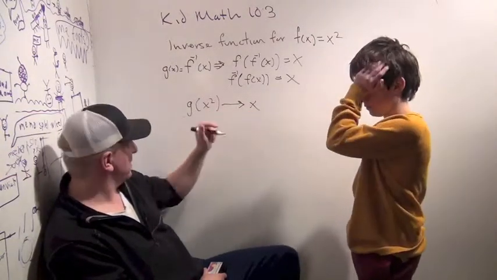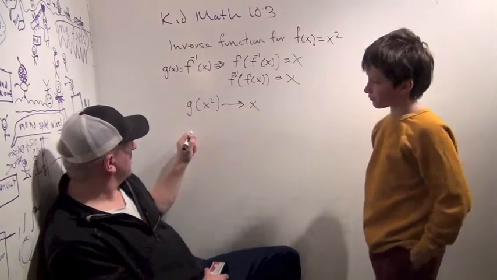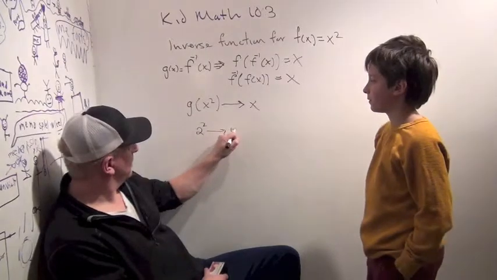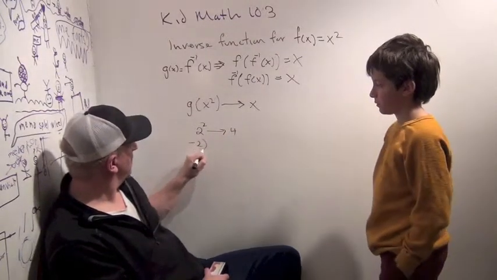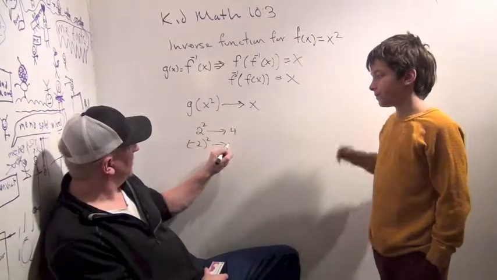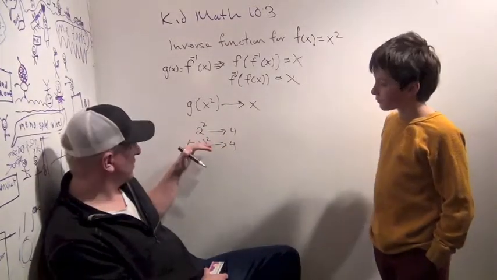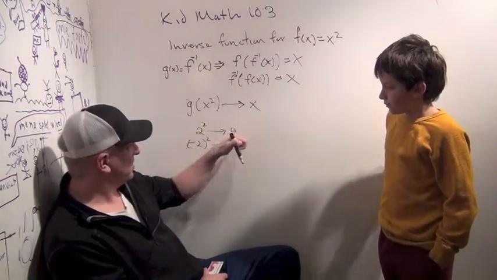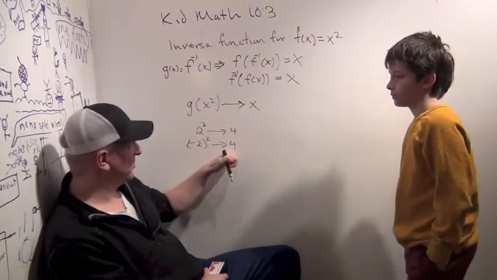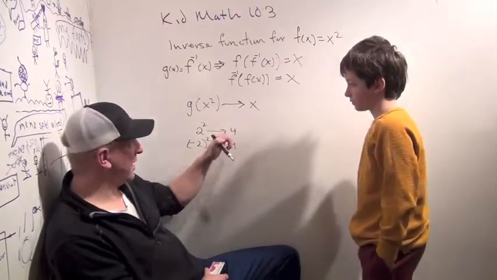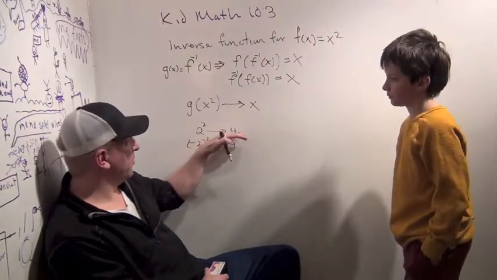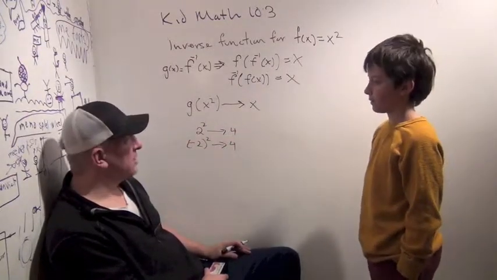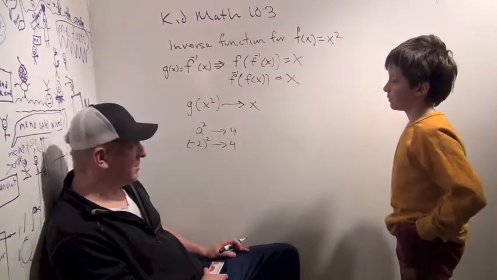But the problem is that what's 2 squared? That's 4. What's minus 2 squared? That's also 4. So if this was going to be an inverse function, g of 2 squared would have to become 2, and g of minus 2 squared would have to become minus 2. But they're both 4, so sometimes it has to send 4 to 2, and sometimes it has to send 4 to minus 2. Can functions do that? No. So we do have a problem.